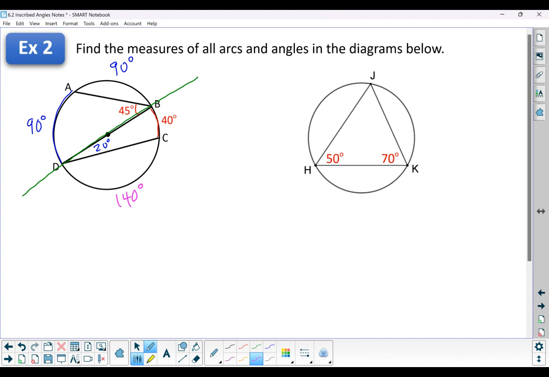Let's look at this next diagram. It's a little weird because it has a triangle inside of the circle, so it sometimes makes it harder to see the intercepted arcs, but what helps is a little bit of highlighting. This angle, 50 degrees, goes from here, and its other side goes to here. So its intercepted arc is this one from J to K. If that's a 50-degree angle near H, this arc would be 100 degrees. I need to times it by 2.